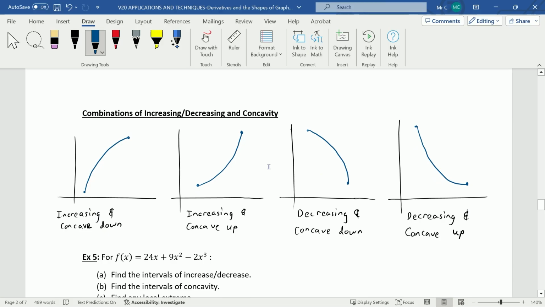All right. So now let's look at the combinations of increasing and decreasing with concavity, just so you can see all the shapes that you're looking for when combining these two types of information. This first one is a picture of something that's both increasing and concave down. The next one is both increasing and concave up. This one is decreasing and concave down. And this one is decreasing and concave up. So you can combine all of these in any combination, and it's just going to change how you draw that part of the graph.